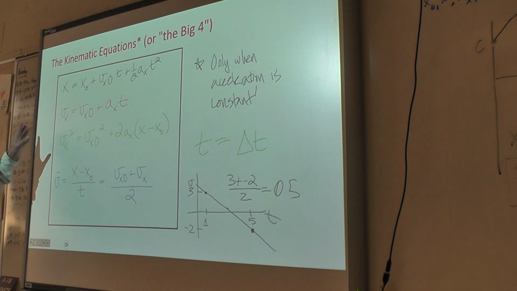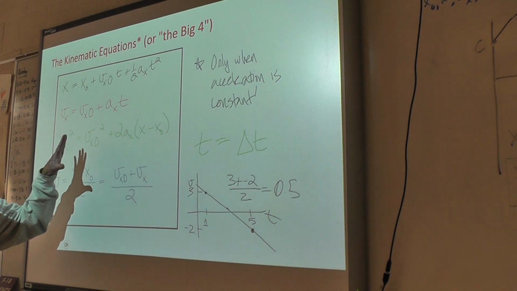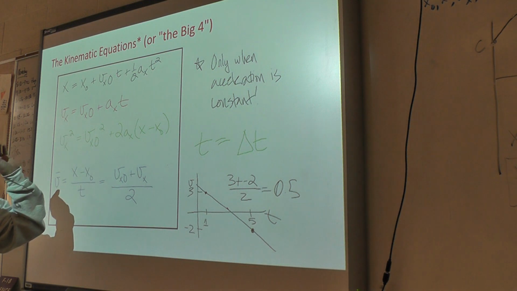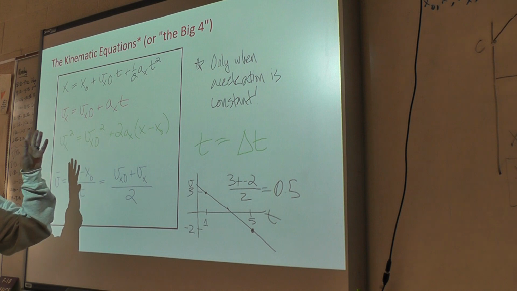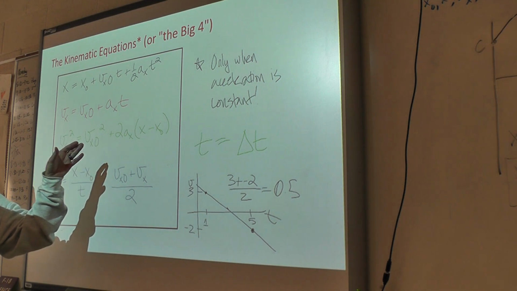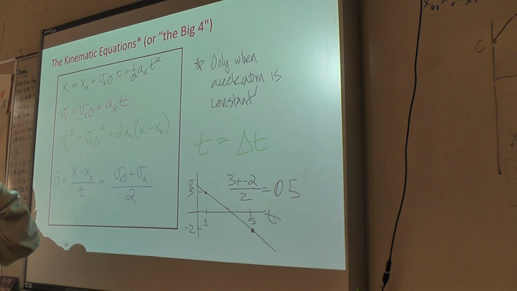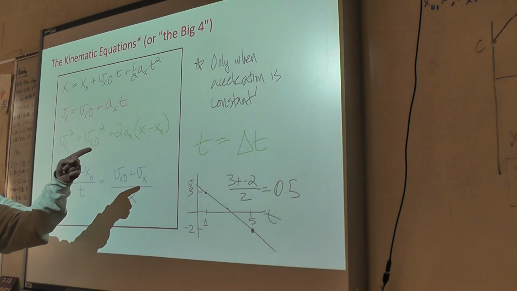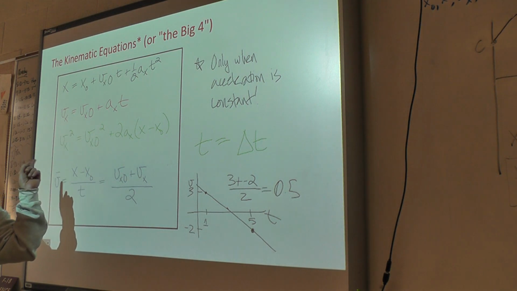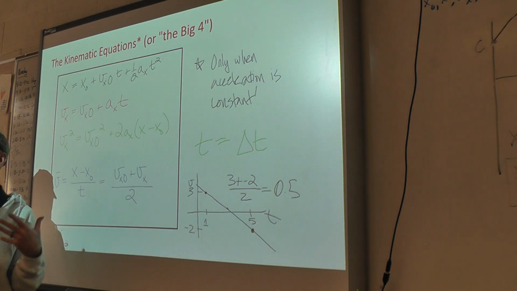The first is, these equations only work when acceleration is constant. They're only predictive when acceleration is constant. If I give you information about an object that's moving without constant acceleration, then you might be able to put that information into these equations and get a number out, but that number won't be predictive.